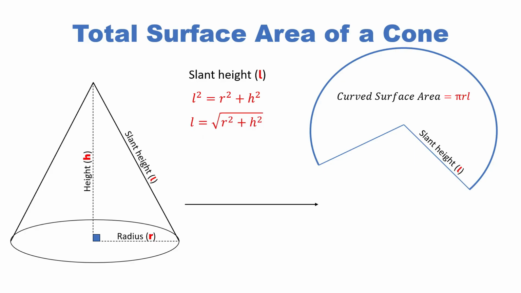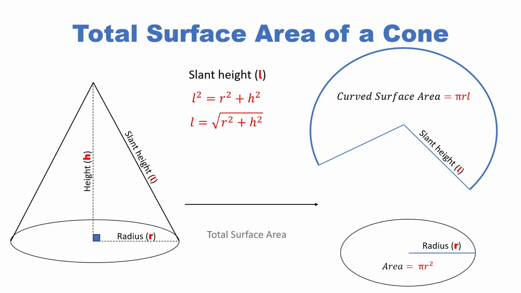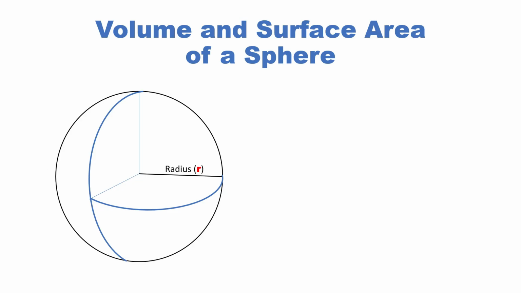So, now the second shape that we can get from the cone is the circle at the base. This circle has the radius r, and its area is pi r squared. Therefore, the total surface area is pi r squared plus pi r L, which can be simplified as pi r in brackets r plus L.